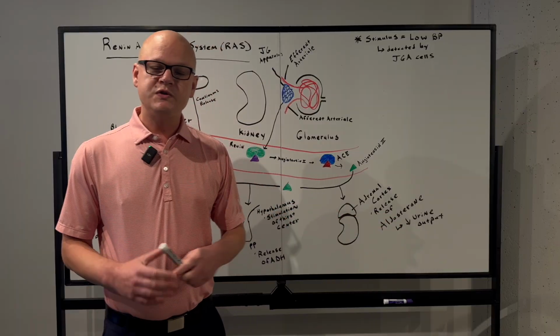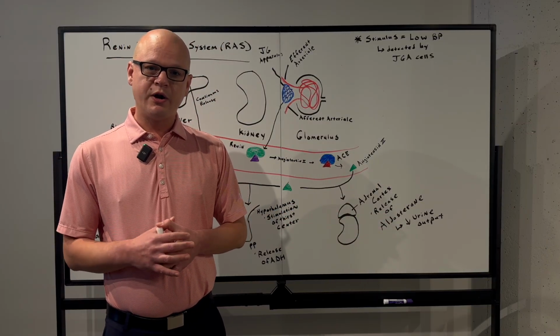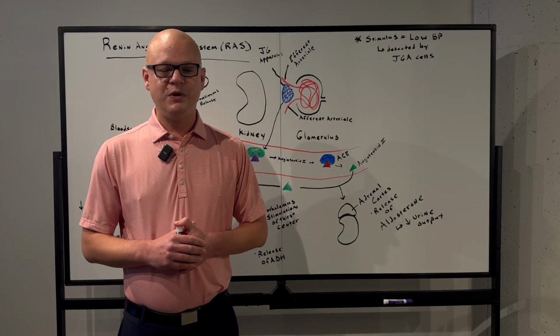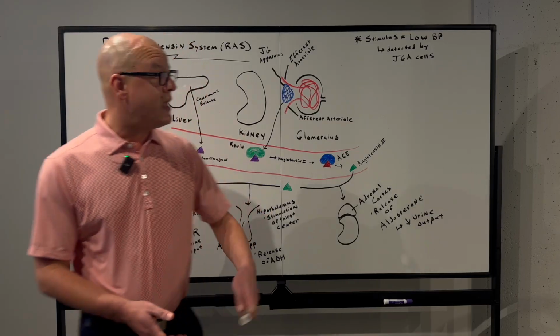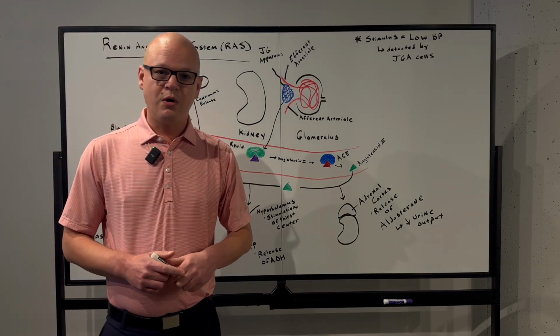And that will also help to decrease urine output, increase body water, and bring blood pressure back up into its homeostatic range. So that is the renin-angiotensin system, or RAS.